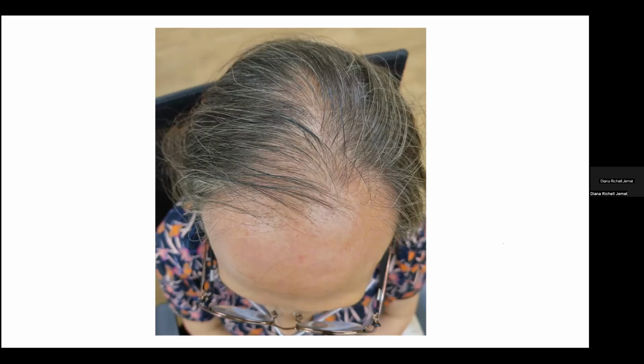Okay, Jennifer asked, is it the same as AGA type 2? No, it's not AGA. This is totally different. It's a totally different diagnosis. It's immune system related.